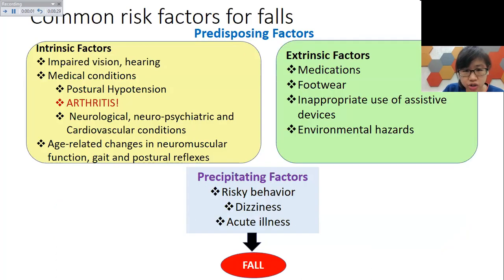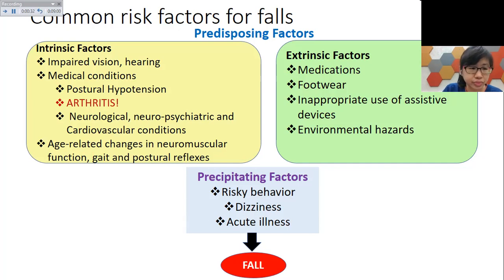Common risk factors of falls are broadly categorized as predisposing factors as well as precipitating factors. Not all falls need to have a precipitating factor. If one has significant predisposing factors to falls, they may not need any precipitating factor because their ability to maintain postural control is poor due to the presence of these predisposing factors, which may be divided as intrinsic or extrinsic factors.